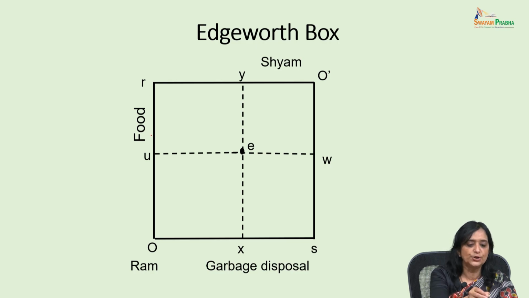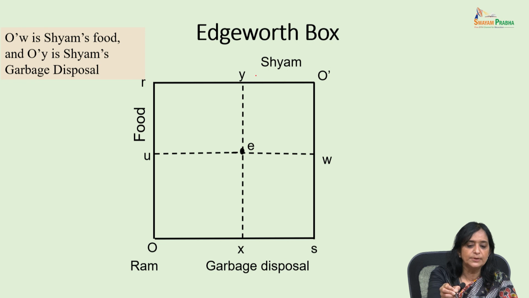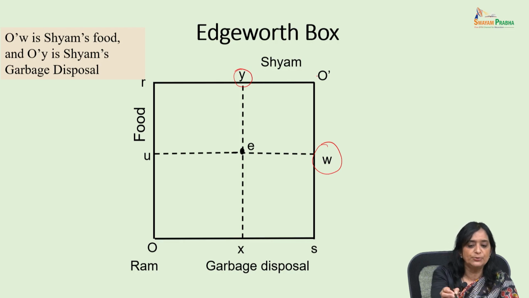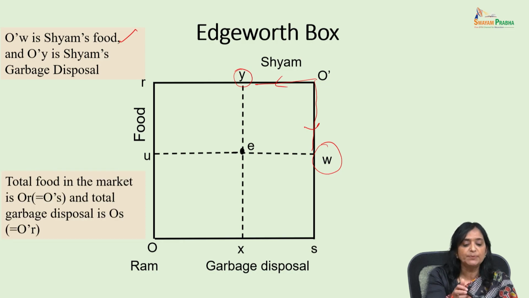So this shows you Ram and this is your Sham. What we see here is O-W. If, for example, Sham is choosing to stay at this point Y for garbage disposal, and this becomes W for food, then O-W represents Sham's food, whereas O-Y represents Sham's garbage disposal. Further, this means that the total food in the market will be the consumption of Ram and the consumption of Sham.